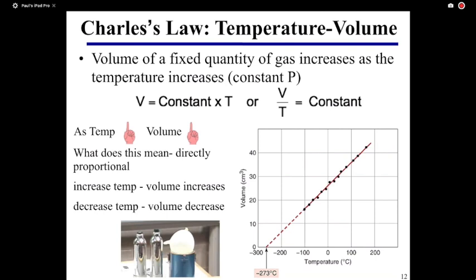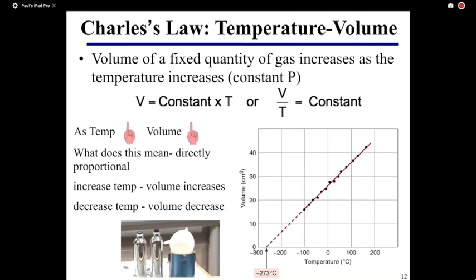Chuck's law, Charles' law. He's going to relate temperature and volume. All right? And what happens with temperature and volume is that as the temperature increases, the volume increases. As the temperature decreases, the volume decreases. Okay? They're directly proportional. They go in the same direction. So if I take a balloon and I heat it up, the balloon gets bigger, and I heat it up, the balloon gets bigger, and I heat it up, and it explodes.